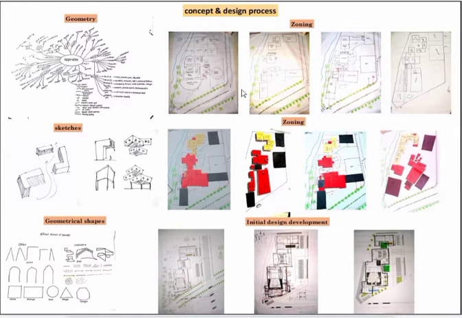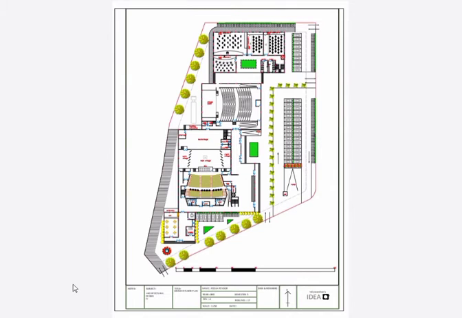Here are some conceptual sketches, zoning and initial design development. I have placed these spaces in one linear direction, so we can get a view of the water body and also flow easily. This plan is based on the concept of geometry. I chose square and rectangular shapes in staggered positions.